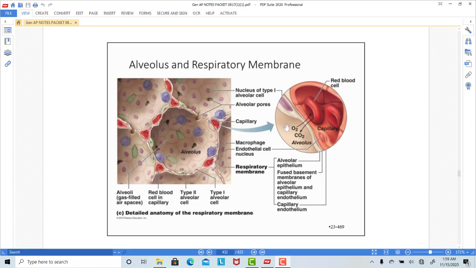This gas exchange occurs by simple diffusion. There's more oxygen in the alveoli, so that diffuses into the blood where there's less oxygen. And there's more carbon dioxide in the blood from the tissues because of metabolism, so that's always going to diffuse out of the blood into the alveoli. It's just a matter of diffusion of these gases from high concentration to low concentration.